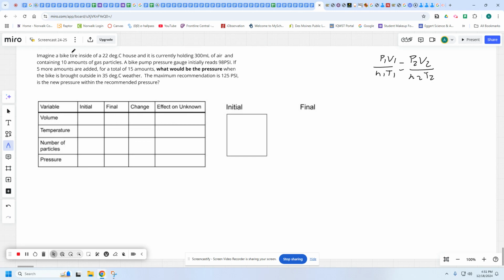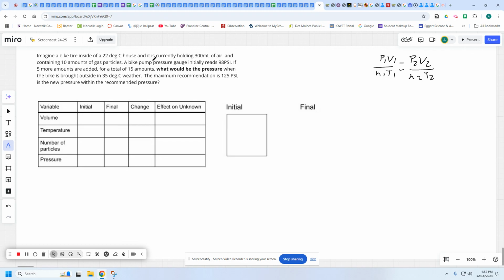So carefully read this problem with me and think about how we would plug in that information and how we need to start thinking about the changes that occur that might have an effect on the unknown value. So if you imagine there's a bike tire inside a 22-degree house, right off the bat I recognize that in these algebraic relationships over on the right that we got from class, the temperatures must always be in Kelvin. So I've given permission to just take a shortcut and add 273 to any Celsius that you're given. So we'll have to add that to the 22 degrees Celsius at some point.